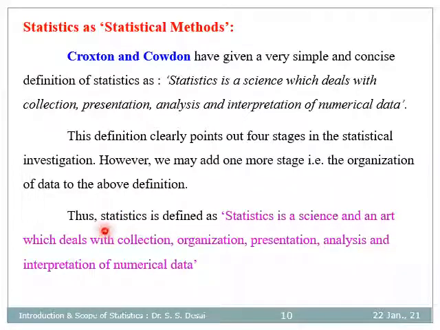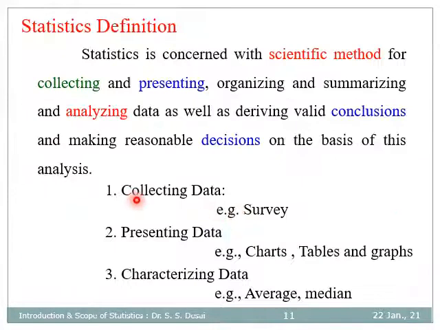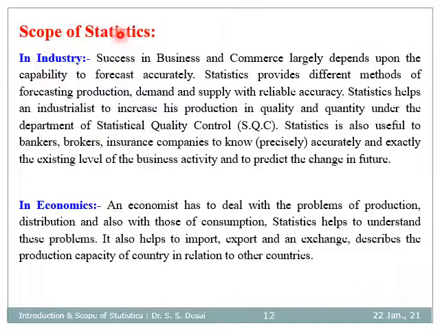So thus, statistics is defined as, statistics is a science and an art which deals with collection, organization, presentation, analysis, and interpretation of numerical data. In collection of data, we use sampling survey. In presentation of data, we use charts, tables, and graphs. And in characterizing data, we use averages, such as median, mean, harmonic mean, standard deviation, etc. Now let us see the scope of statistics.